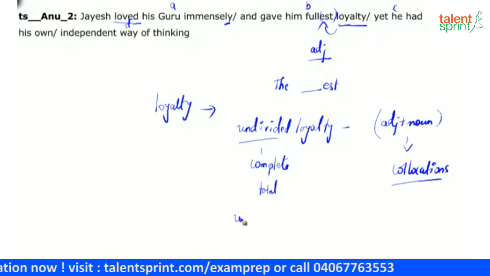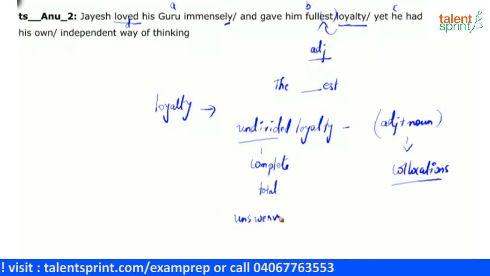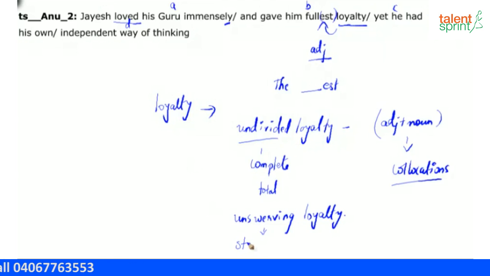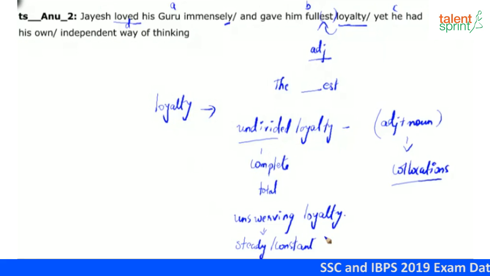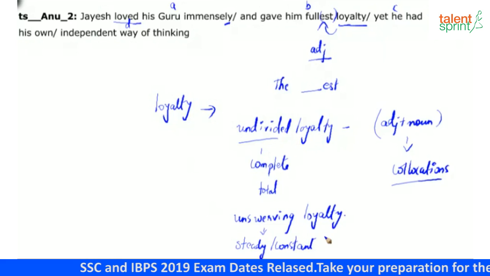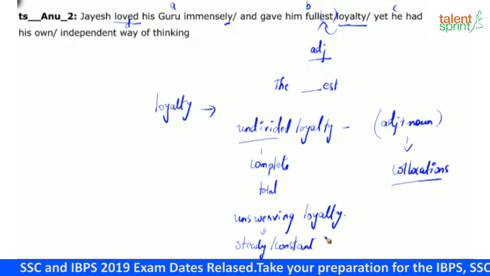Yeah. And the other one is unswerving loyalty. Right? Unswerving means something that is very steady or constant. Right? Now for me, this fullest loyalty is not sounding right. Either I have to change the phrase in B. So I can say Jayesh loved his guru immensely and gave him his undivided loyalty or gave him his unswerving loyalty. That makes more sense.